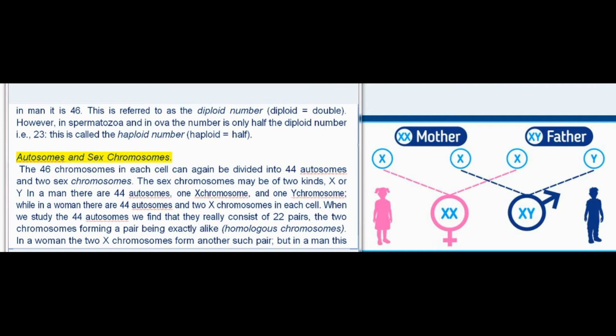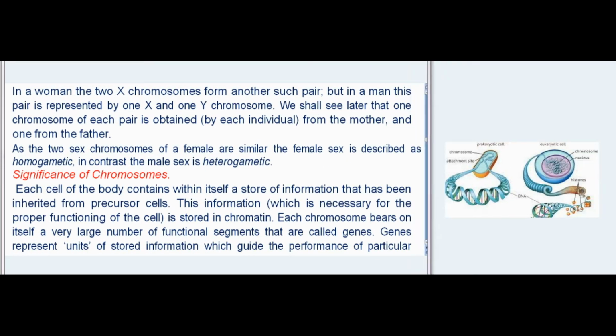Autosomes and sex chromosomes. The 46 chromosomes in each cell can again be divided into 44 autosomes and 2 sex chromosomes. The sex chromosomes may be of two kinds, X or Y. In a man there are 44 autosomes, 1 X chromosome, and 1 Y chromosome, while in a woman there are 44 autosomes and 2 X chromosomes in each cell. When we study the 44 autosomes we find that they really consist of 22 pairs, the 2 chromosomes forming a pair being exactly alike, homologous chromosomes. In a woman the 2 X chromosomes form another such pair, but in a man this pair is represented by 1 X and 1 Y chromosome.